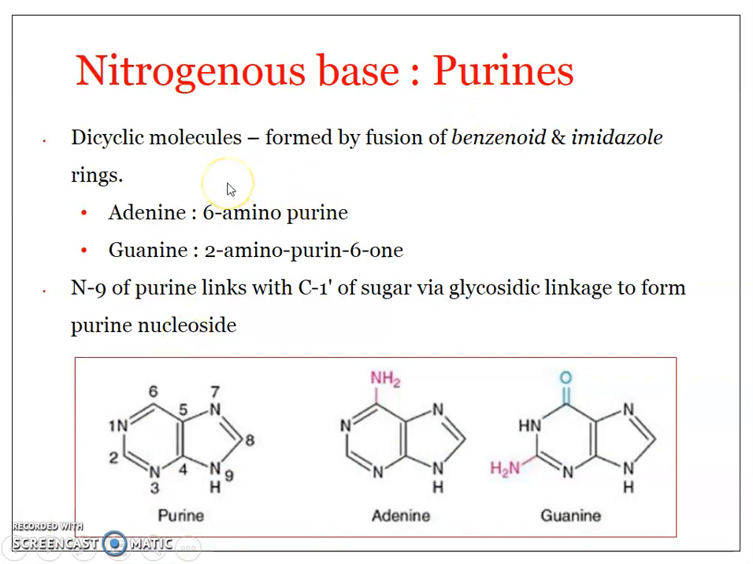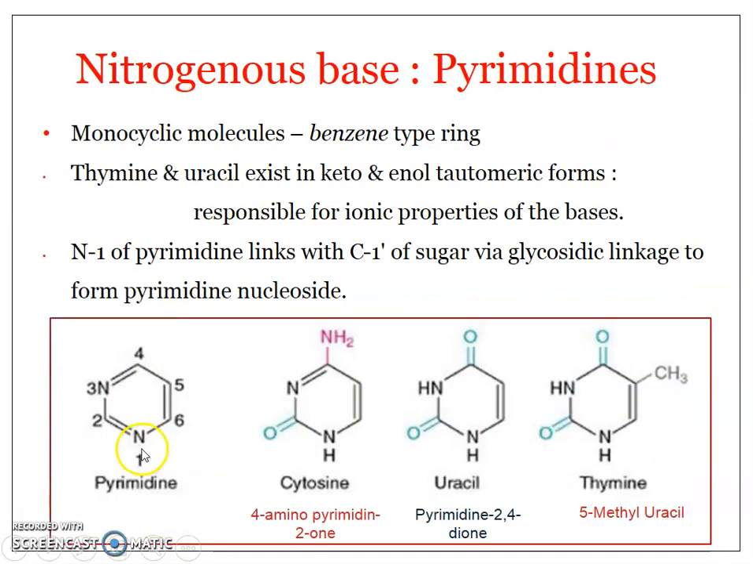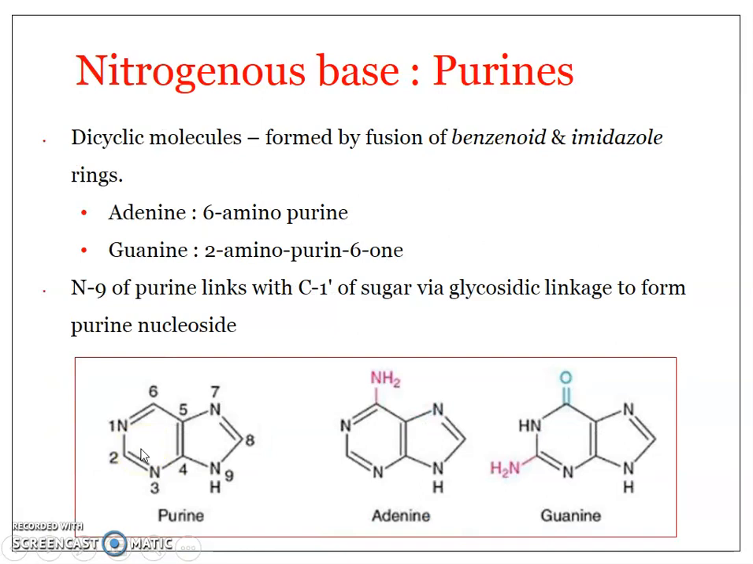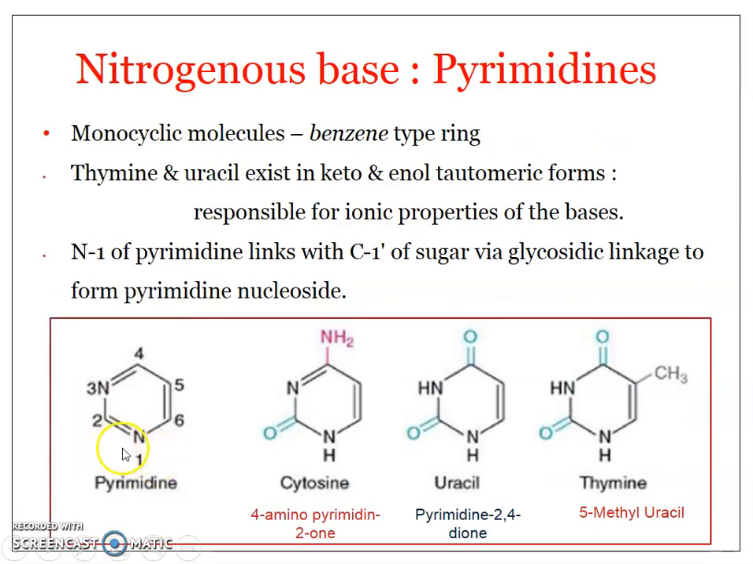Purine is a dicyclic molecule formed of a fused 6-membered ring and a 5-membered ring. The 6-membered ring is benzenoid in nature, while the 5-membered ring is an imidazole ring. You can see the numbering. In the case of the pyrimidine, it is clockwise, starting from the basal nitrogen: 2, the third nitrogen, 4, 5, 6. And you can see here the basic pyrimidine structure has alternate single and double bonds.